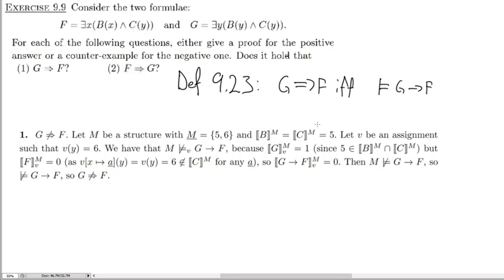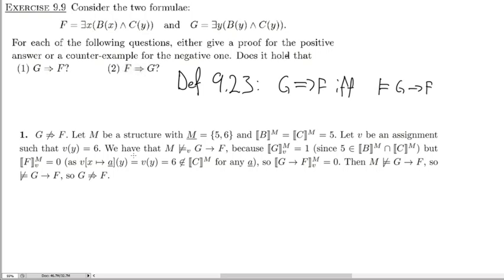We do this because we want G to be true. So we want there to be some element such that that element is in B and that element is in C. That's why we have B and C the same. And then we have the assignment V, which will only have an effect on the free Y here. We let that Y become a 6 under the assignment V.